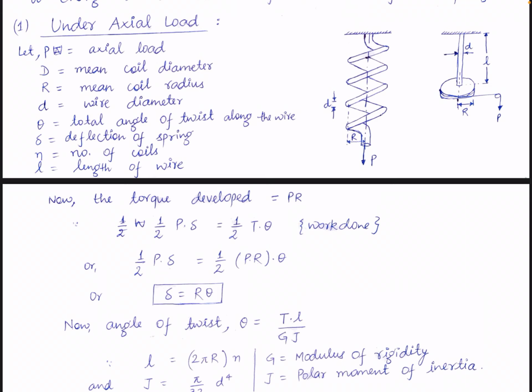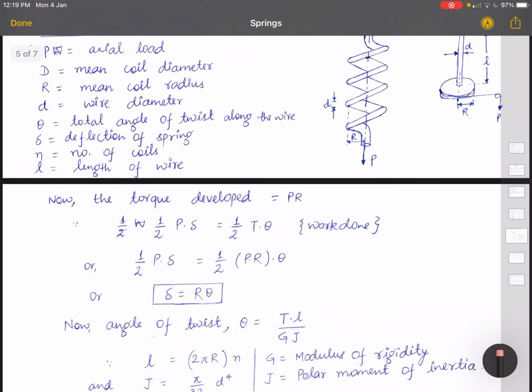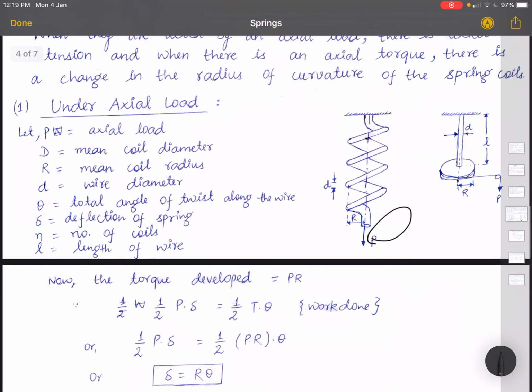The first case we are going to deal with is under axial load. You can see here the load is acting axially, parallel to the axis. If the load is passing through this axis, that load will be termed an axial load. So P is the axial load.